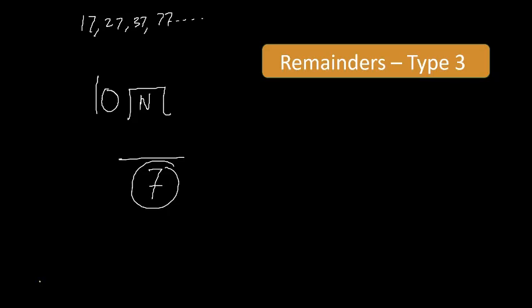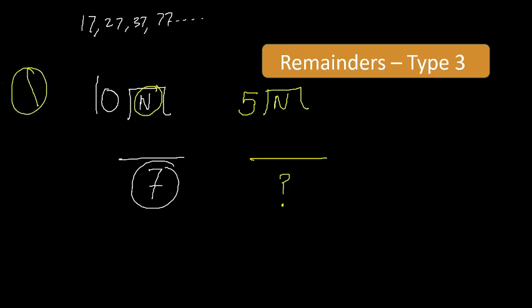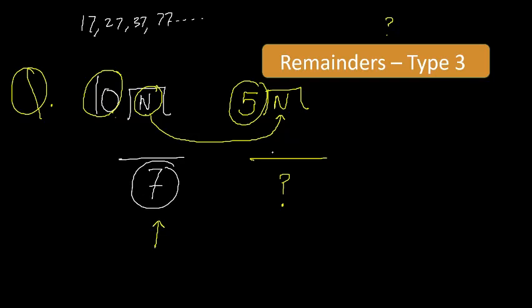Now let's say I ask you to divide the same number which you have written here by 5, and what will be your remainder? So this will be your question, which is type 3. The number is not changed, the divisor is changed. Initially this was divided by 10 and it was giving 7 as a remainder. But now if the same number is divided by 5, what will be your remainder? I think you can find it.